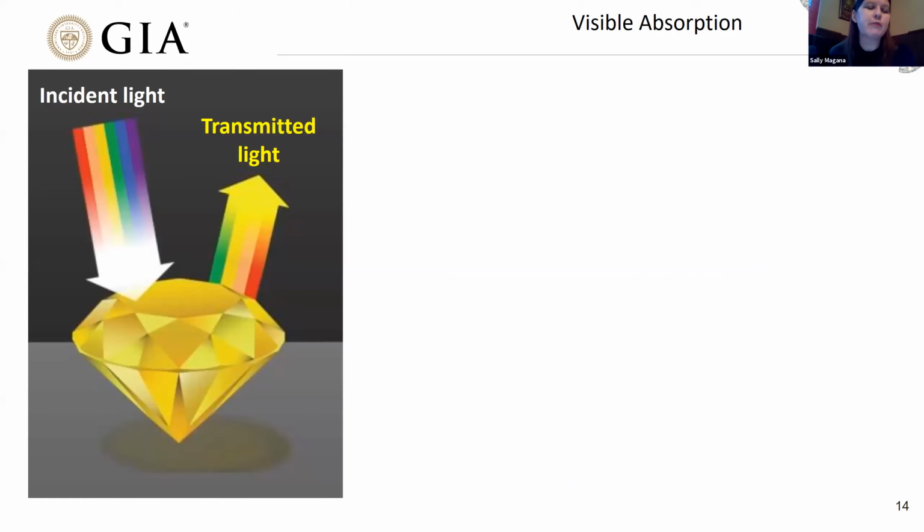So here's a picture of white light going into a stone. And we normally don't think about white light as being composed of all the different colors of the rainbow, but it is. And all of those colors are entering into the stone, and the blues and the purples are being absorbed, and what we see transmitted out of that is predominantly yellow. So that is what's happening in the stone and how we are able to see the yellow color.